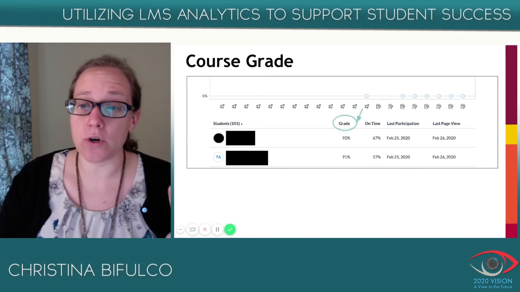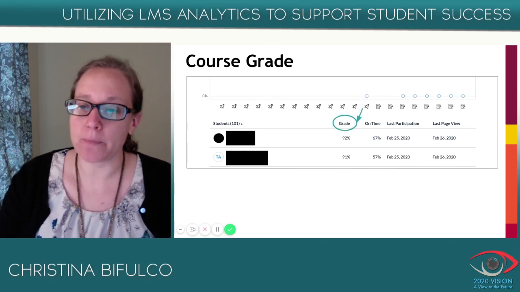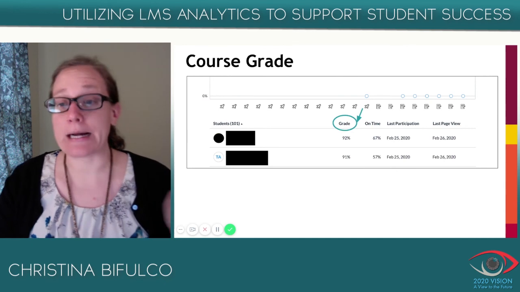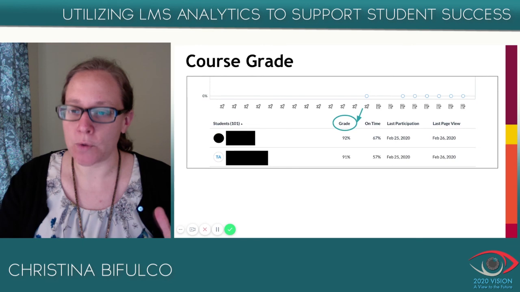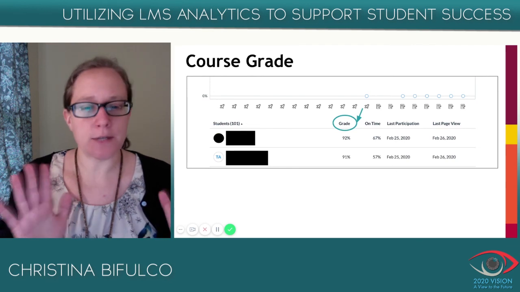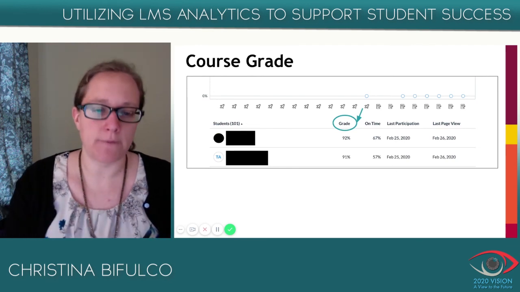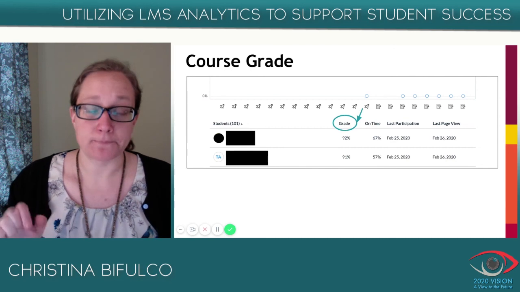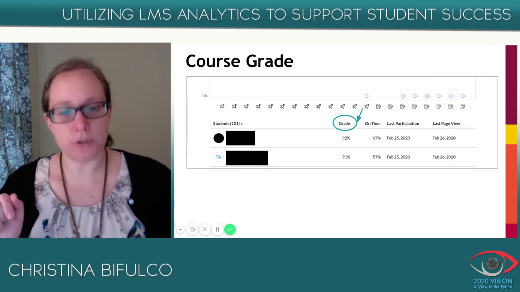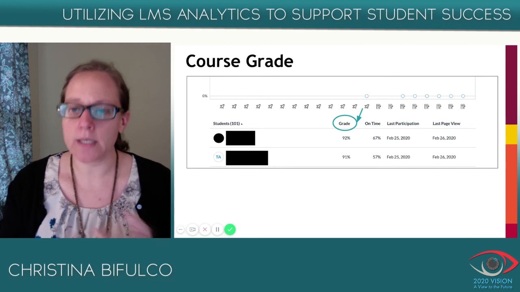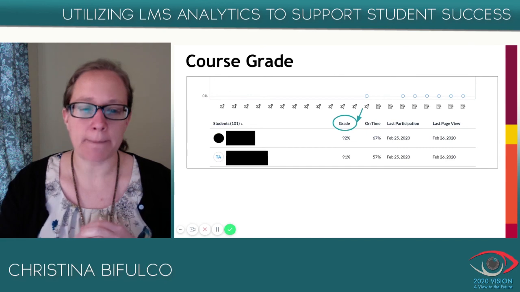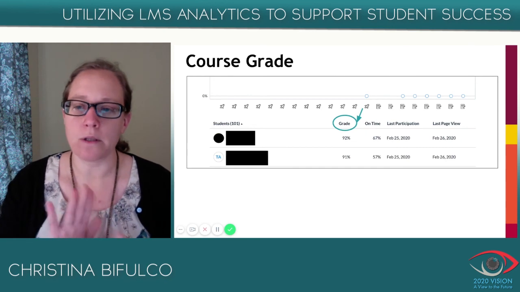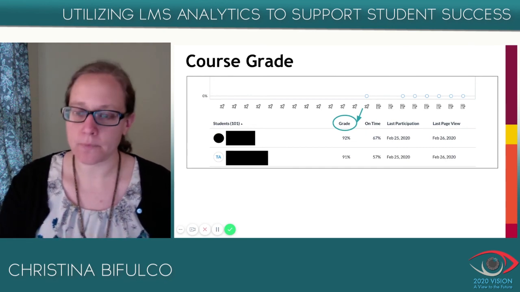And it'll show you their grade. It'll show you the percentage of assignments that they submitted on time, their last participation, their last page view, right? So the last participation and last page view are things you could see from the people tab within Canvas. And the grade and the on-time percentage, that's something you could see from the gradebook. But this is combining those two elements in one location for you to look at.